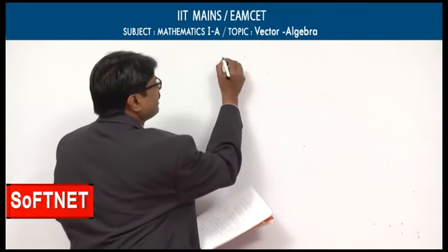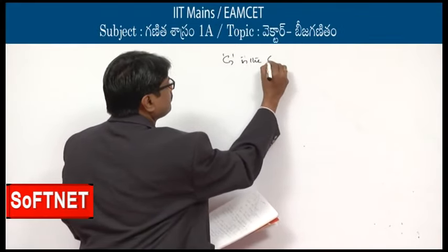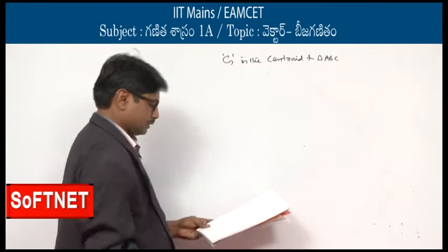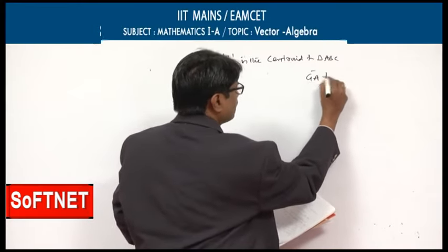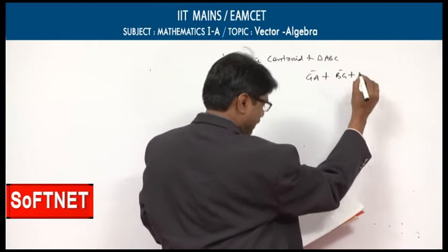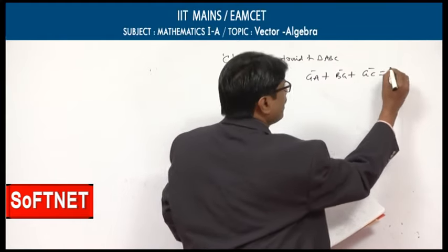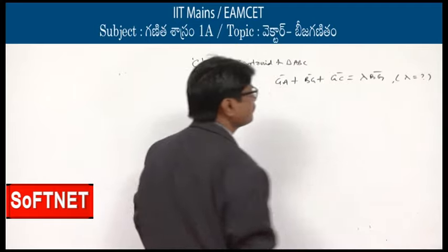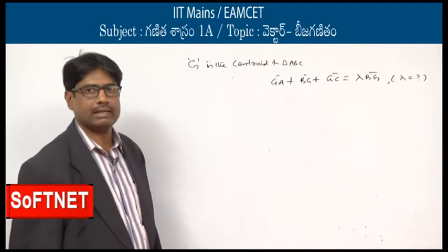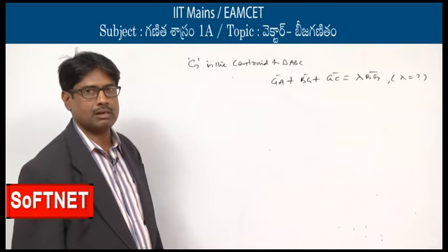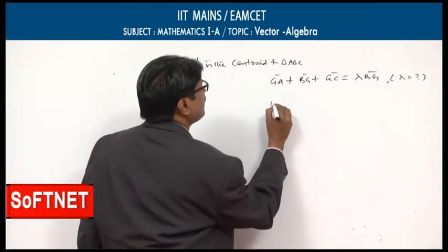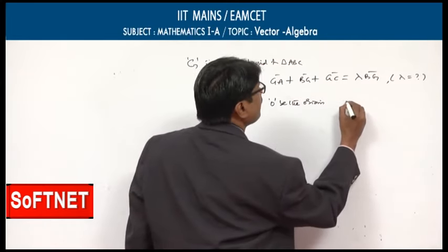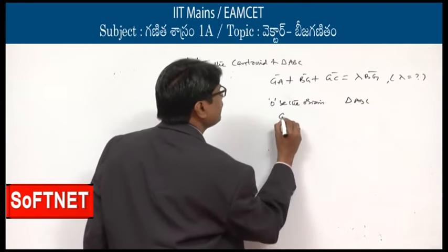G is the centroid of triangle ABC. Triangle ABC. And GA bar plus BG bar plus GC bar is equal to lambda times of BG bar. Then tell me the value of lambda. Provided G is the centroid of the triangle ABC and A, B, C are the vertices. Okay, first you define O as the origin and ABC in a triangle ABC, G is the centroid.